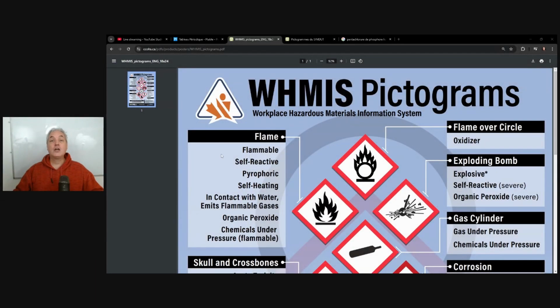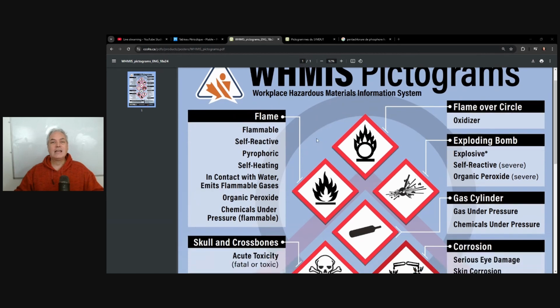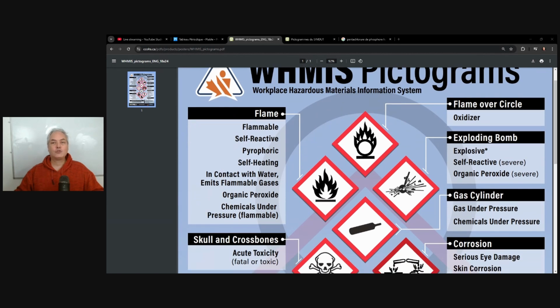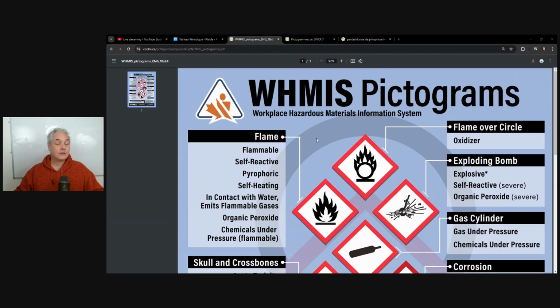The first topic we're going to have today will be about the WHMIS pictograms. WHMIS is the Workplace Hazardous Materials Information System. It allows scientists and also people in the workplace to document the type of chemicals they're using as well as their effect.